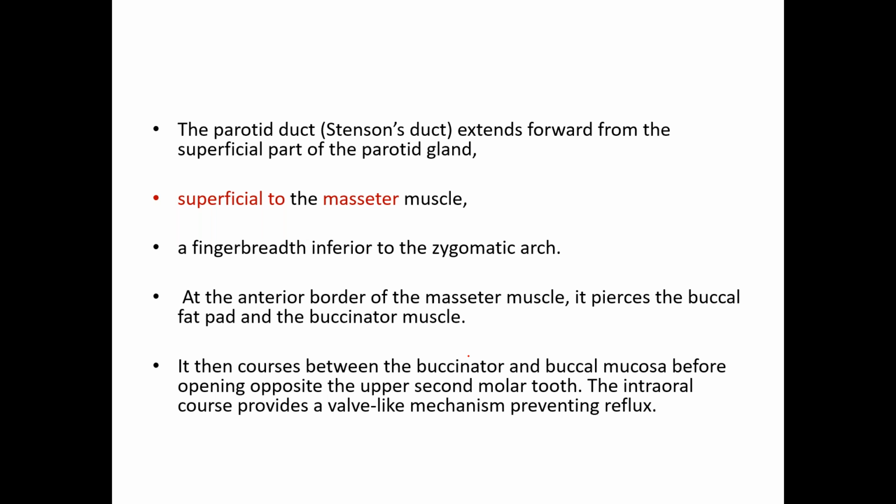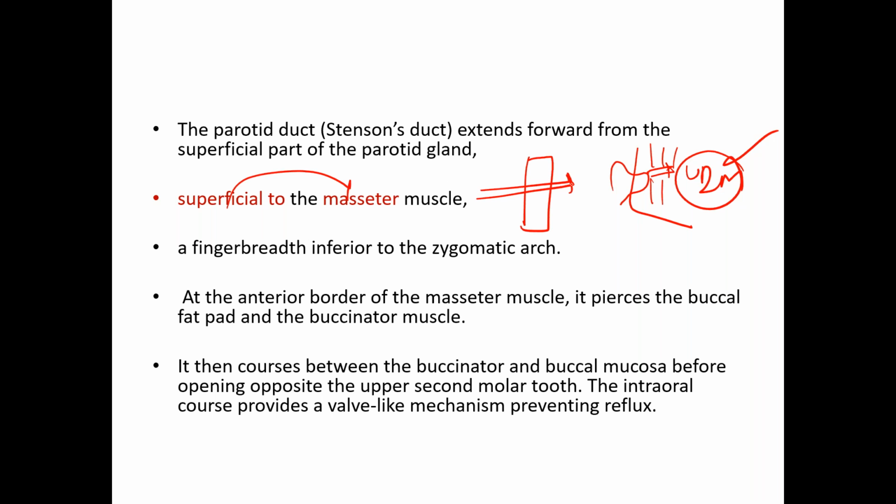The parotid duct extends from the superficial part of the parotid gland to the level of the upper second molar. You should keep it in mind. It is superficial to the masseter muscle. This is the masseter muscle, and the parotid duct flows like this upon it, a fingerbreadth inferior to the zygomatic arch. If this is the zygomatic arch of the temporal bone, and this is the masseter muscle, the parotid duct goes superficial to it, below the zygomatic arch.